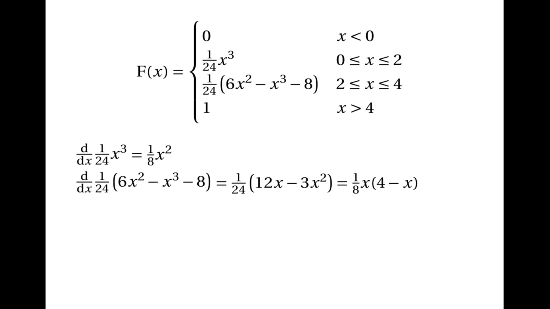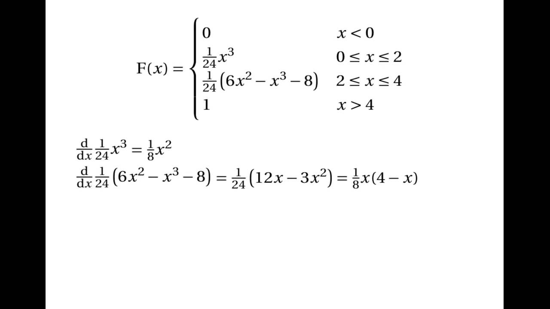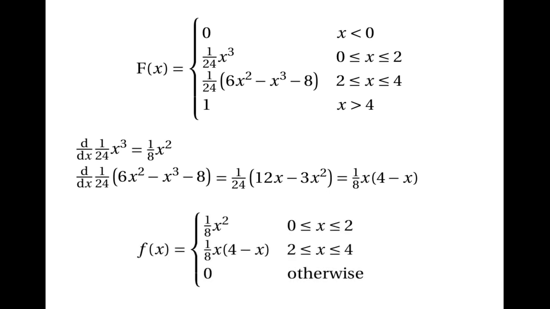And that enables us to write down the probability density function. We found out that it's an eighth of x squared when x is between 0 and 2, it's an eighth of x times 4 minus x when x is between 2 and 4. And obviously if you differentiate when x is less than 0 or when x is greater than 4, you get the answer 0. Good news, this is the same function that we started off with in the previous questions, so that implies that we got the right answer.